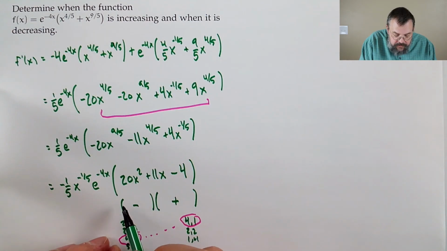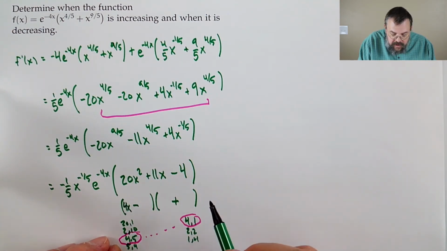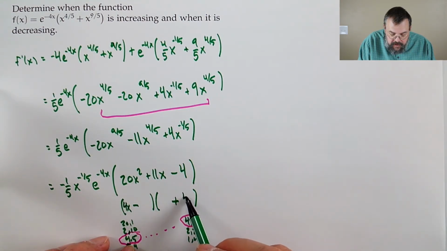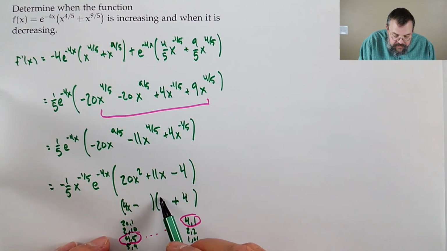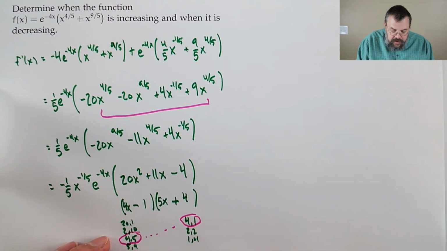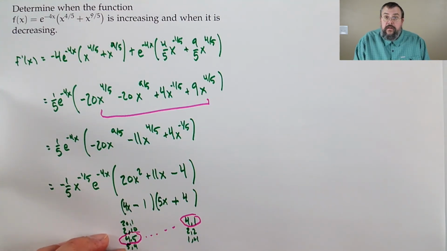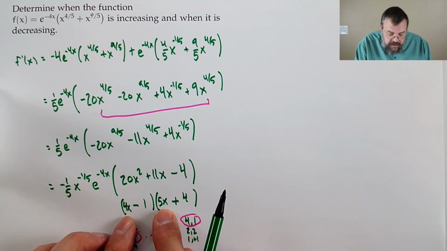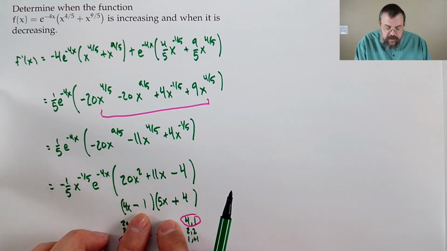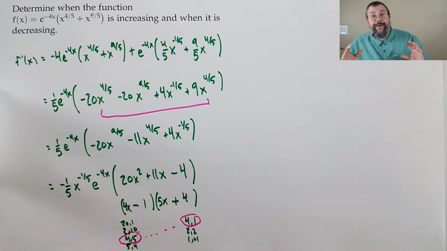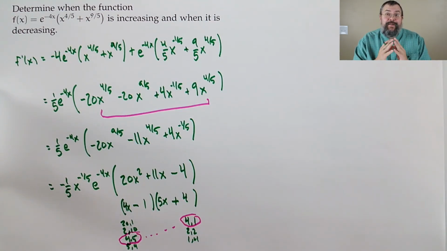So if we put a 4x, that would have to multiply by the 4. So that would give us our 16x. Then we need to have the 5x and the 1. So I think that's it. Well, we can always check, right? 20x squared, good. Plus 16x minus 5x is 11x, and minus 4. Ah, it all works out. Our plan has come together.